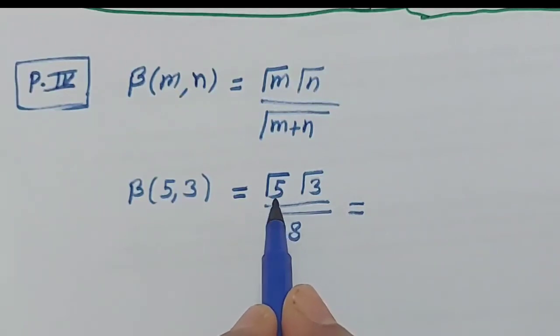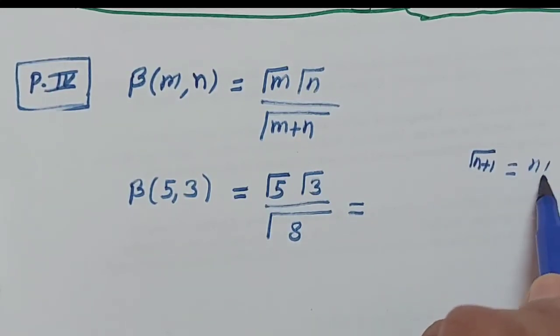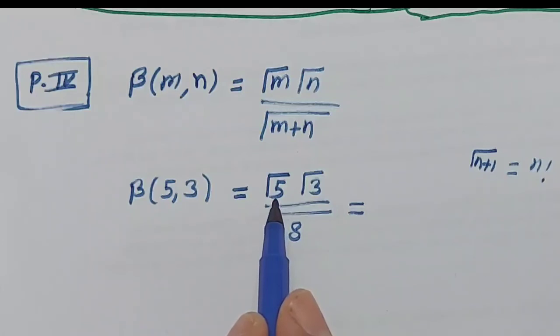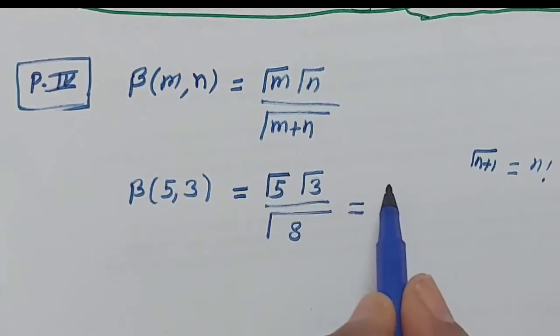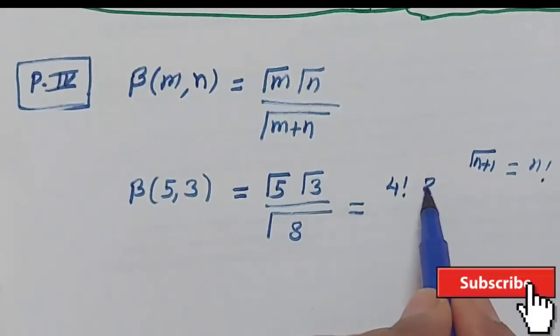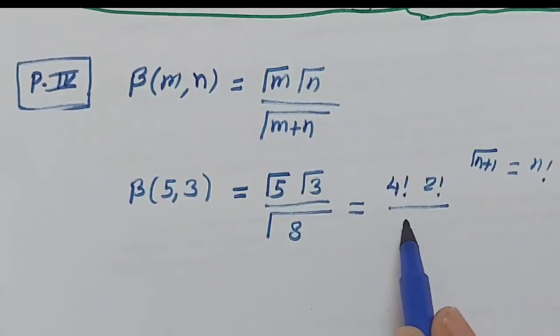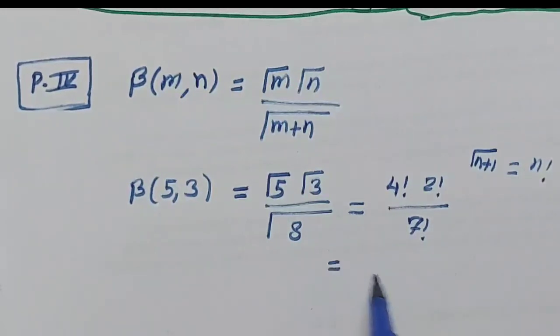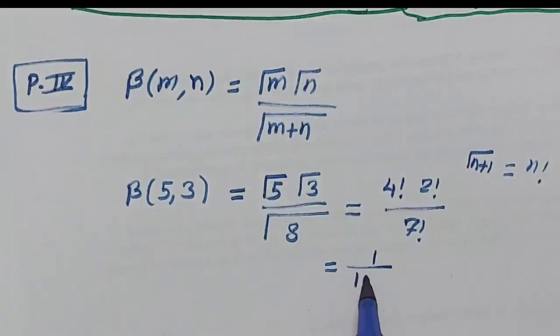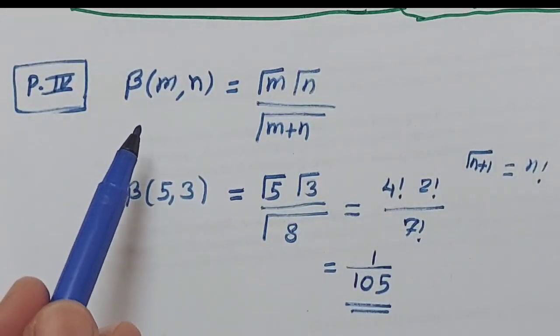Here if you use the property of the gamma function, that is gamma of n plus 1 is equal to n factorial, then 5 we can write as 4 plus 1, so it is 4 factorial. 3 we can write as 2 plus 1, so by the property it is 2 factorial, divided by 8. 8 is 7 plus 1, so it is 7 factorial. Now simplify this term, and we get 1 by 105. In this way we can use this property.